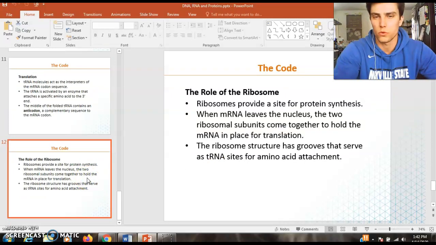And then lastly, the role of the ribosome. Ribosomes provide a site for protein synthesis. Again, protein synthesis is huge. When mRNA leaves the nucleus, the 2 ribosomal subunits come together to hold the mRNA in place for translation. Why is that important? If something's going to be copied, you don't want it moving all over the place. You want it to be still while you're doing it. The ribosome structure has grooves that serve as tRNA sites for amino acid attachment. You want that amino acid to be attached so you can transfer knowledge of what you want that specific amino acid to do.